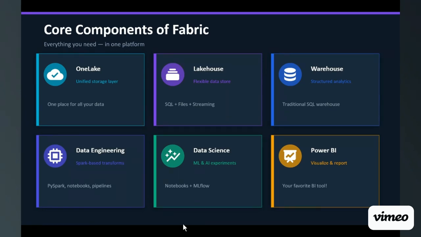So Fabric has 6 main workloads. The first one is OneLake, which is the foundation and it's also the central storage. Then Lakehouse for semi-structured or raw data. Data warehouse for traditional SQL analytics. Data engineering for Spark-based transformations. Data science for ML experiments. And finally Power BI, which you already know, now deeply integrated as a first-class citizen. Think of these as departments in one building, not separate companies.